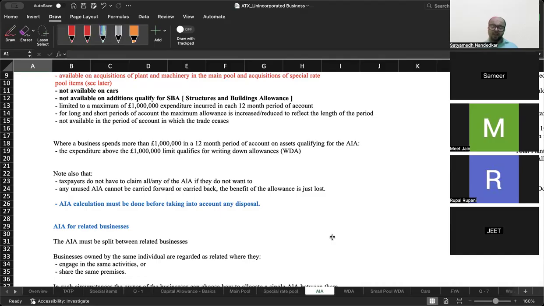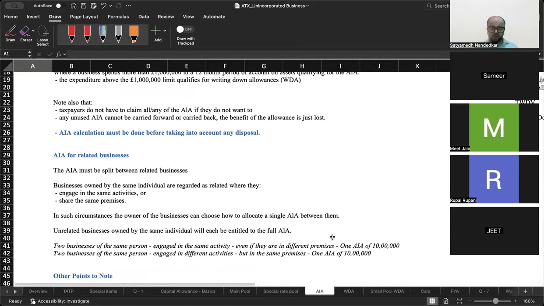Okay. AIA calculation must be done before taking account of any disposal. There is a memory technique also. I'll tell you what that is. And when it comes to related businesses, AIA must be split between related businesses. How do you explain related businesses?